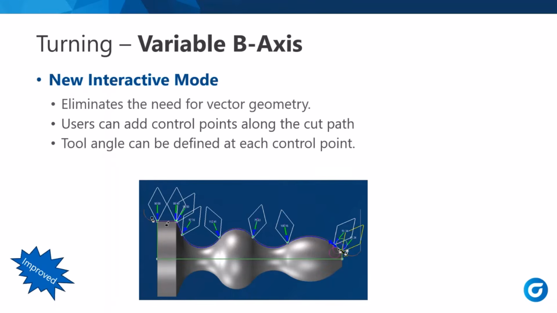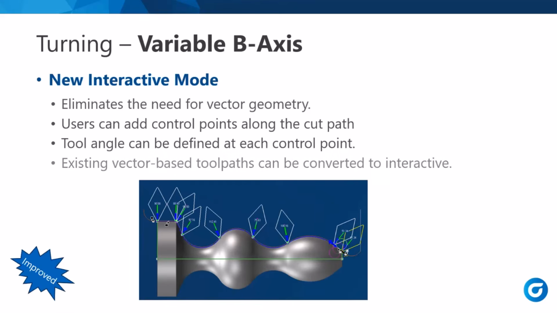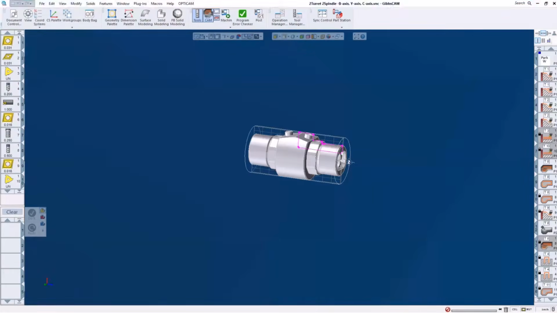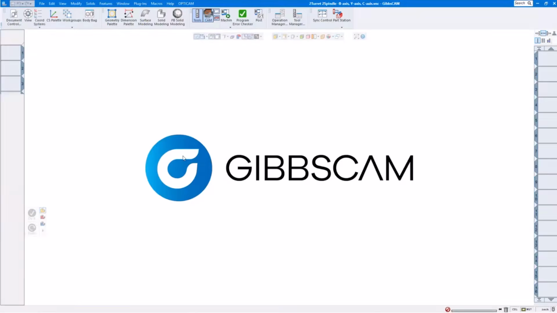So now we can add control points along the cut path, and we can change the tool angle on the fly. And we don't need the vectors anymore. But if you do have the vectors, which is what I'm going to show you, you can actually convert it to interactive and go from there. So you don't have to start over. Let's take a quick look at that.